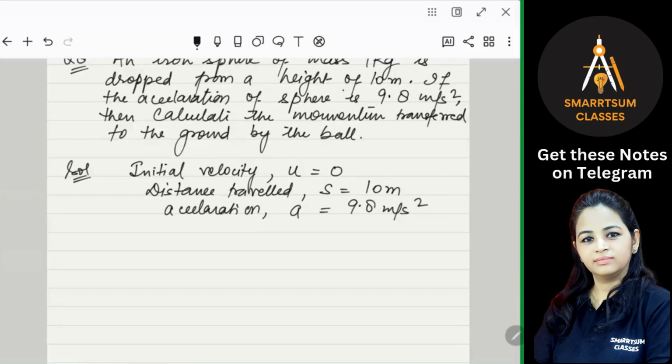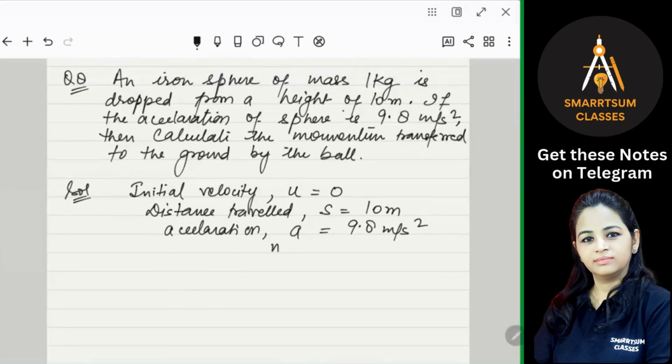Now what do you have to find? You have to find the momentum. Now what is momentum? Momentum is mass into velocity. Mass is also given. Mass of ball is given, m is 1 kg. So mass you already know. Now what do you need to find the momentum? v. You have to find velocity, final velocity when it hits the ground. So you have to find final velocity to find out the momentum. Are you getting my point? Final velocity v you have to find.